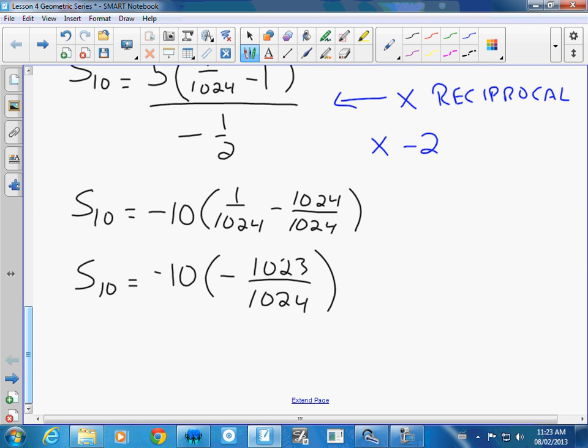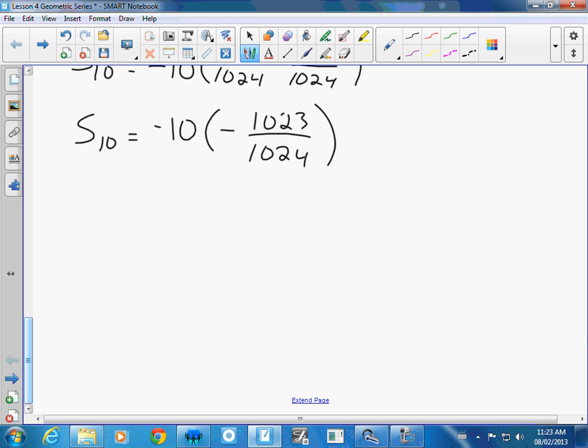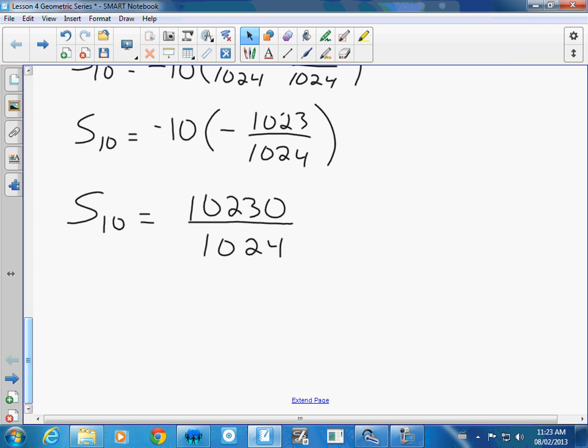Now let's do the math. What's a negative times a negative? A positive. Now guys, come on. You should be able to take 1023 and times it by 10. What are you adding to the end of it? A 0. Okay. So S10 equals 10230 over 1024. It's a big old number.